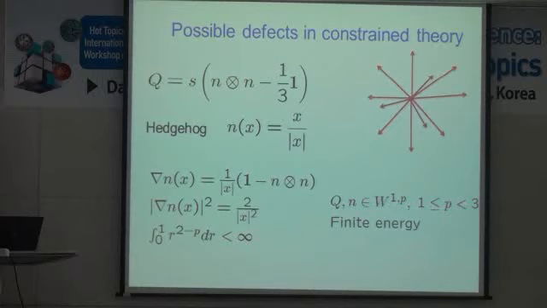Because our energy functional is quadratic in the gradient of q, we want to use as a function space W^{1,2}, because that's the space of q's or n's which have finite energy. And so here you see we're okay. This singularity does have finite energy because 2 is less than 3. Okay.